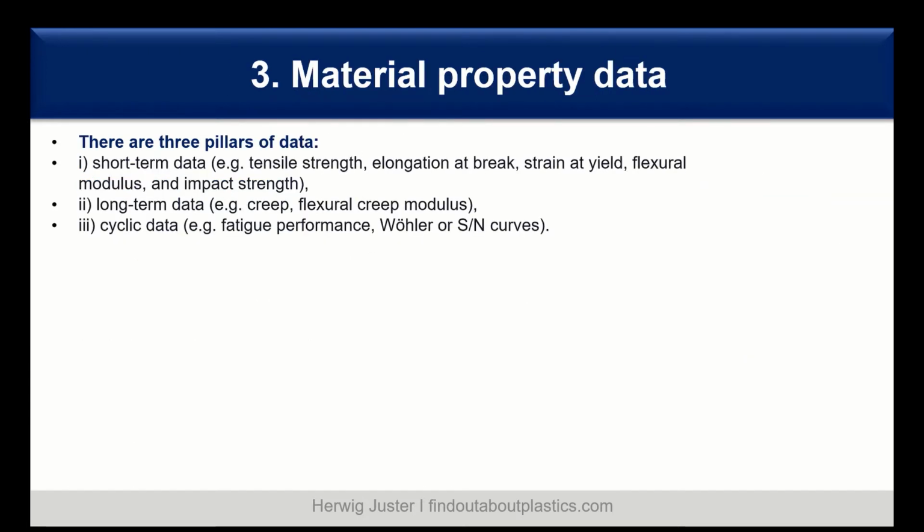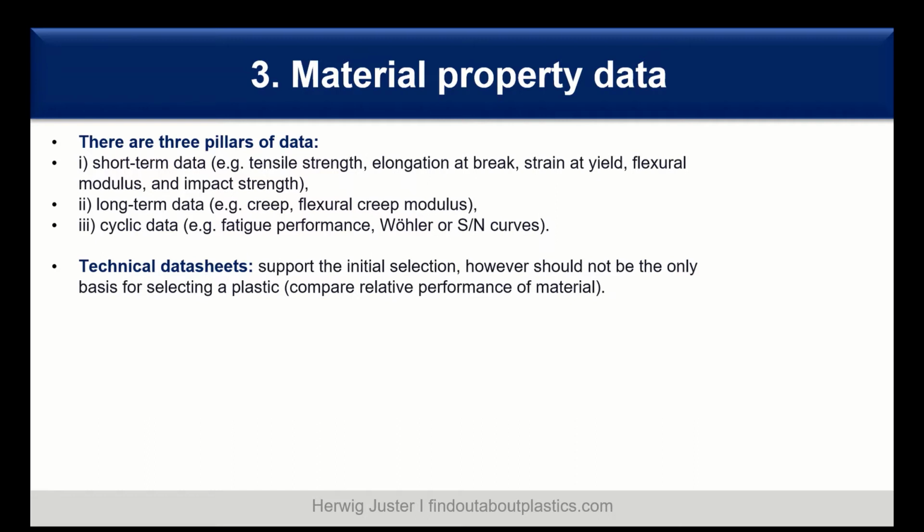Then the material property data, and where to get good high quality property data of the selected materials. And in general, we have three pillars of data. We can have short-term data, like tensile strength and elongation at break. Then we have long-term data, where we look at creep, flexural creep modulus. And then we have also cyclic data, like for fatigue performance or having the Wöhler curves.